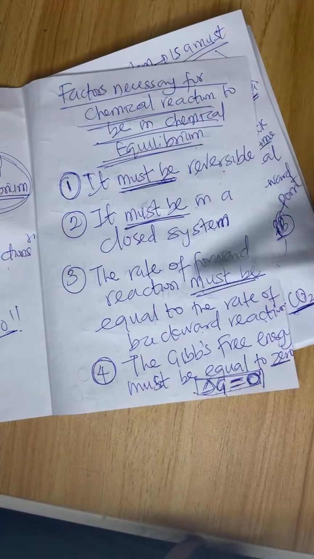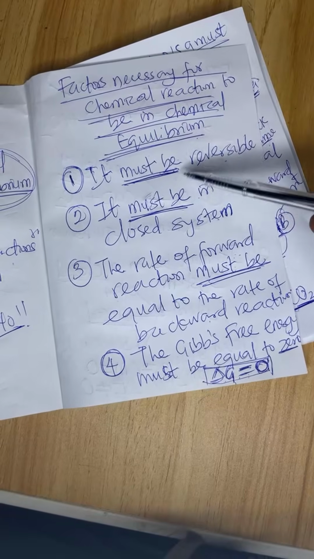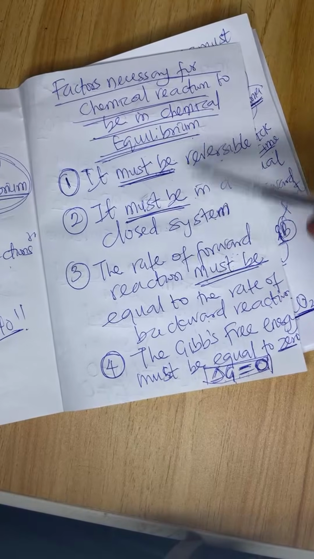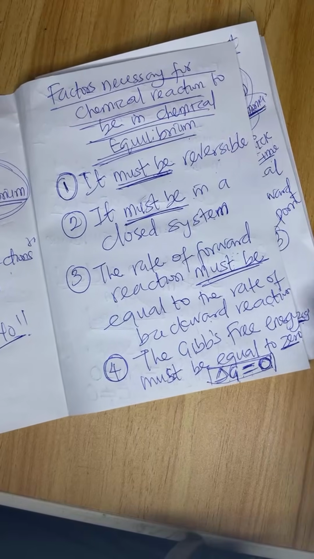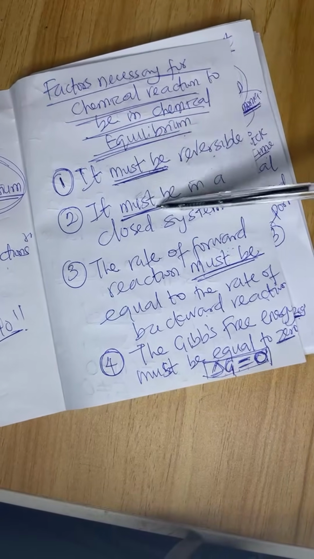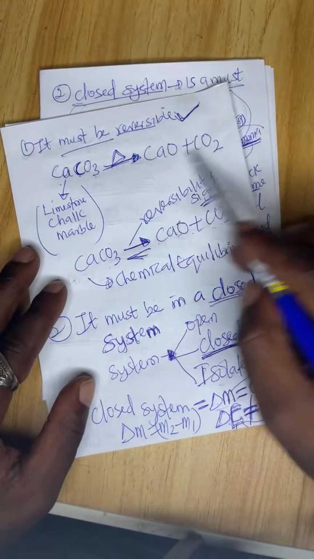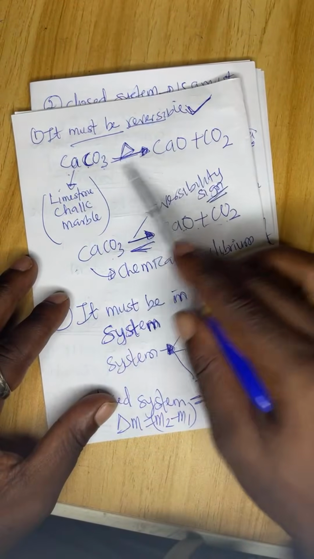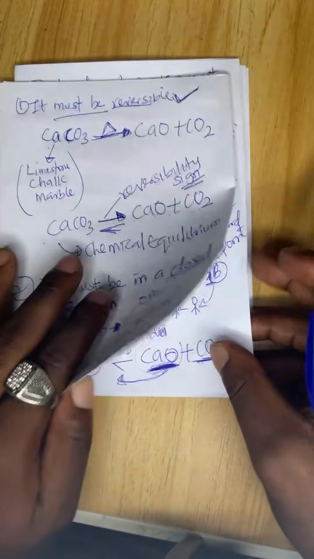Until they meet this condition, that's when they can undergo chemical equilibrium. That's why it is a must. It's not yes, it's no. Once they meet this condition, they will undergo it. But if they don't meet this condition, look at this one. This is a chemical reaction, but it's not in chemical equilibrium, because it does not meet the reversibility condition.